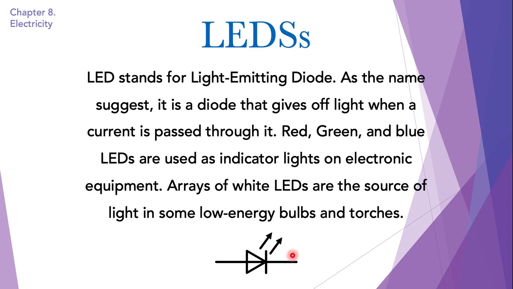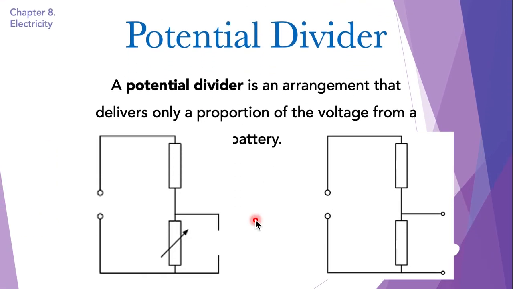So this is the circuit symbol for LEDs. It's a diode, but with some arrows in the opposite direction from the diode, like this. So this shows that it's a light emitting diode. Next, we have a potential divider. So a potential divider is an arrangement that delivers only a proportion of the voltage from a battery.